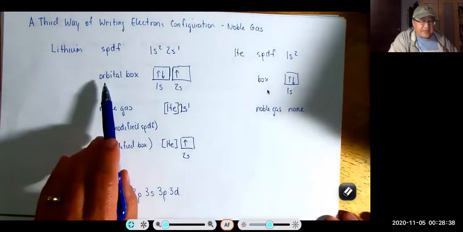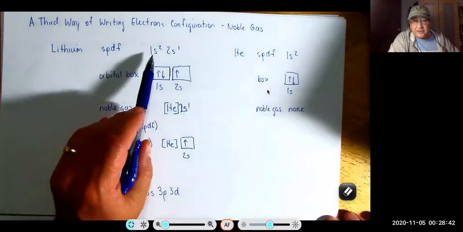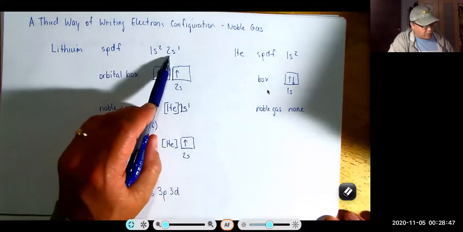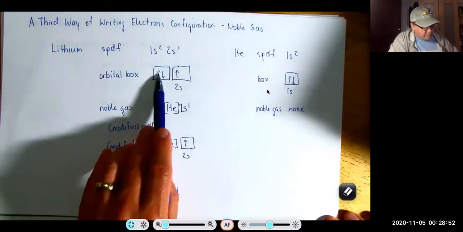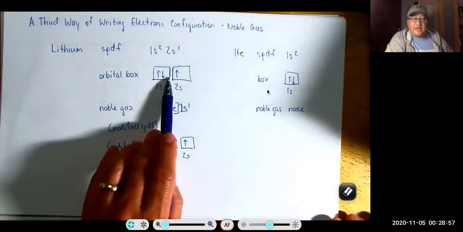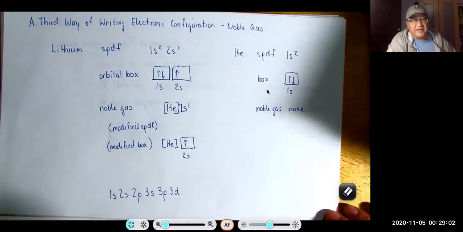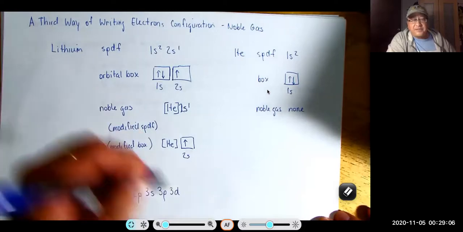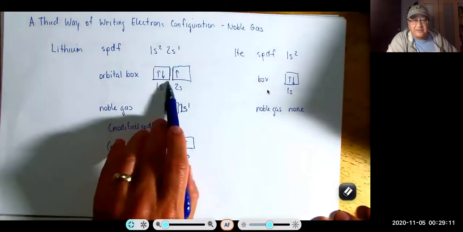Now, the orbital box diagram, we draw boxes for each of the orbitals. A 1s subshell has 1 orbital, a 2s subshell has 1 orbital. So when we put these electrons in there, we put 1 up, 1 down, and then 1 up. Now, why do we put 1 up and 1 down? Because the up represents an electron spin quantum number of +1/2, and the arrow down represents an electron spin quantum number of -1/2, because no 2 electrons can have the same set of quantum numbers.